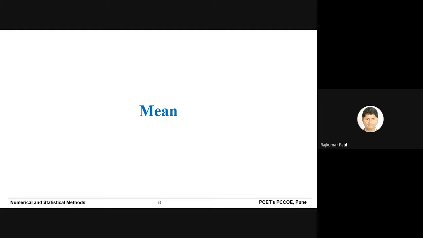Now, as I told you, you can collect the data from different sources, but which are the ways to present? There are some graphical ways to present the data. Along with that, there are some measures which will help you to draw some conclusions. So one of the parameters for data analysis is mean. So we will start with the mean.